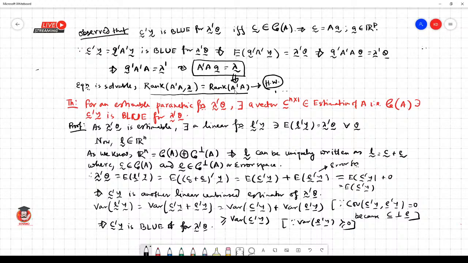My claim is this equation is solvable, and for proving this we need to show rank of A' A equals rank of the augmented matrix. That means if you augment one column by the vector λ, then the rank of the augmented matrix equals rank of A' A. Okay, so you prove this thing. If you prove this, that means this equation is solvable. This is your homework.